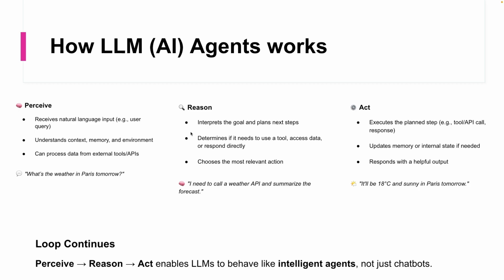Then reason: it interprets the goal and plans next steps. Determine if it needs a tool or access to data, or whether it responds directly. Choose the most relevant action. So, for example, here in the reason part, I need to call a weather API and summarize the forecast. And this weather API is nothing but a tool in the agent.